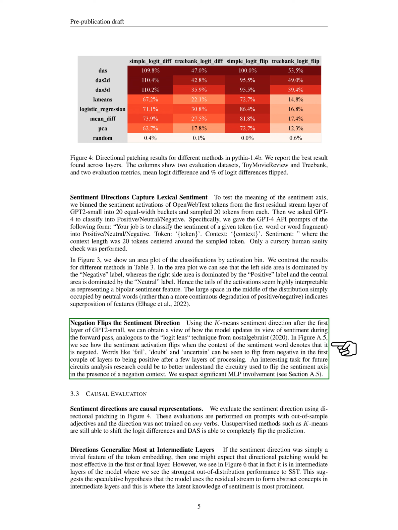Words like fail, doubt, and uncertain can flip from negative to positive after a few layers of processing. This could be an interesting area for future research to understand the circuitry used to flip the sentiment axis in the presence of a negation context.